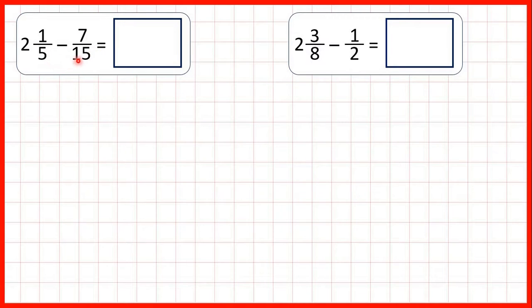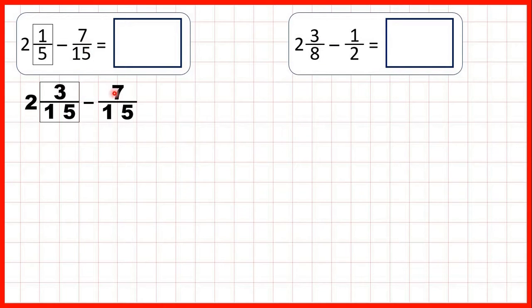We know that to subtract fractions we need the denominators to be the same. So we need to find an equivalent fraction to 1/5 which has a denominator of 15. So we can write 2 and 1/5 as 2 and 3/15. That's equivalent because 5 times 3 is 15 and 1 times 3 is 3. But we need to subtract 7/15 and we only have 3/15 in our mixed number.